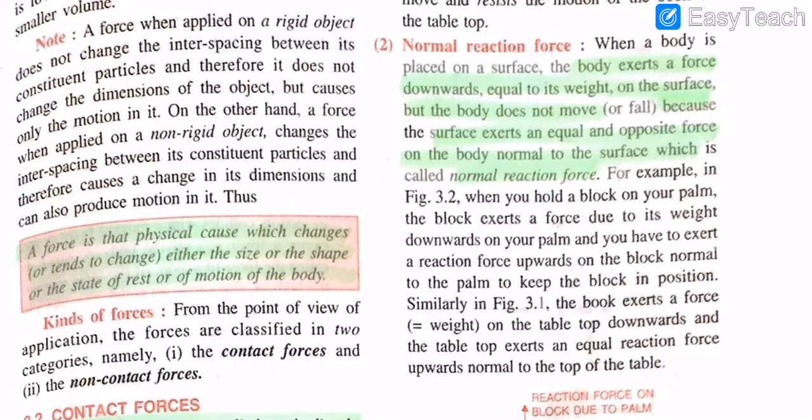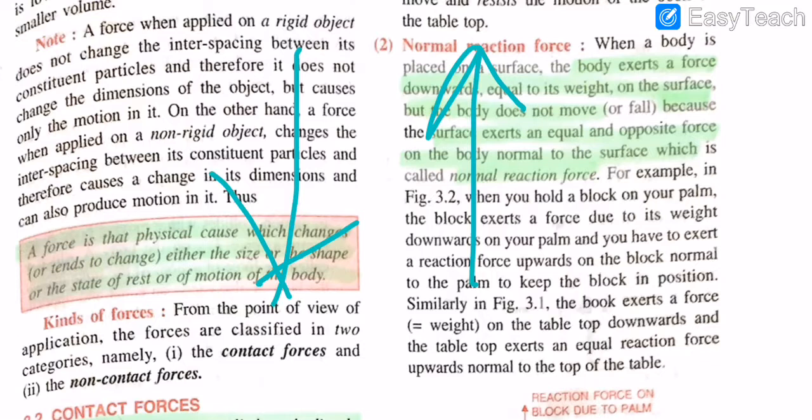So basically, let's say I have a block kept on my palm. Now the block is exerting pressure downwards on my palm, right? And the reaction due to the force on the palm is going upwards. Thus, these two contact forces cancel each other out, and there is no net force as a result of that.